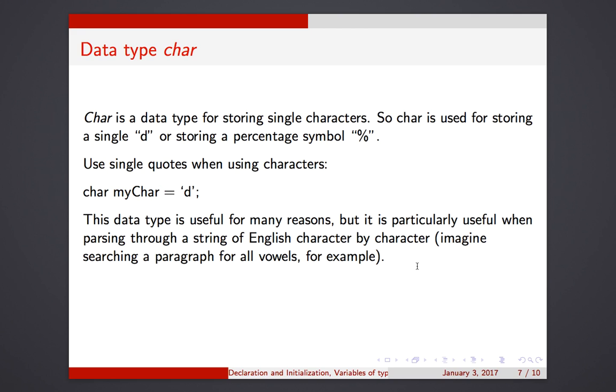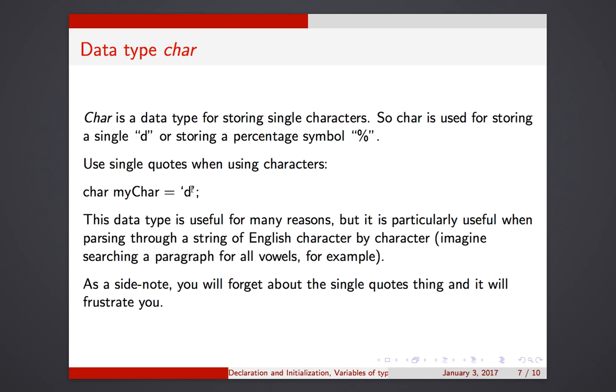Okay, so this data type, it should be fairly obvious why this would be useful, but useful for many reasons, particularly useful when you're parsing through a string of English, character by character. Imagine searching a paragraph for all vowels, for example. Or imagine that you're scanning through somebody's genome, right? So that consists of letters like A, T, G, and a fourth one that I forget right now, but a genome can be written as just a string of 4 different characters, and you might want to parse through that, looking for various bad genes, right? The Huntington's disease gene or something, I don't know. But in any case, being able to parse something character by character is useful.